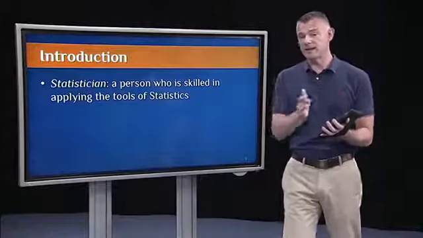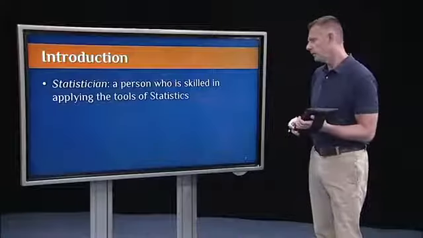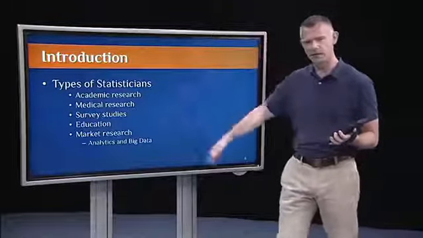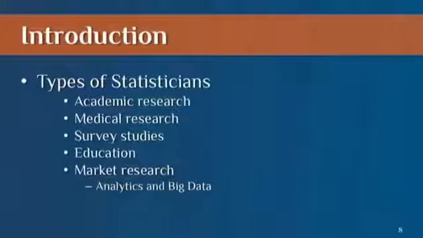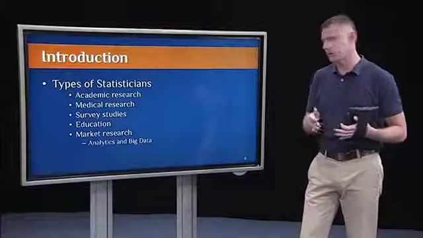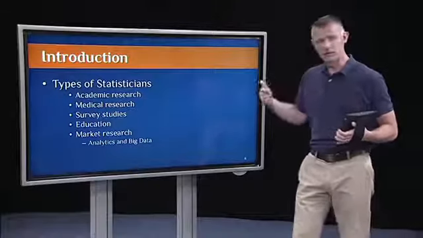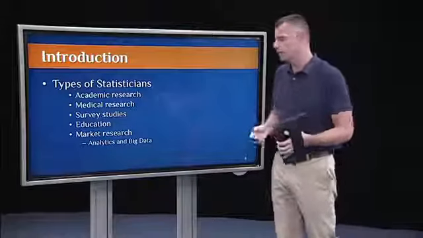To be clear, a statistician is a skilled person in applying the tools of statistics. There are lots of examples of that. This is not intended to be an exhaustive list of statisticians, just a sampling. There are lots of statisticians who do academic research. That's like what I do. I'm a professor at Princeton. I do research in cognitive psychology, specifically in memory and attention and intelligence. And so I apply statistical tools to do my academic research.